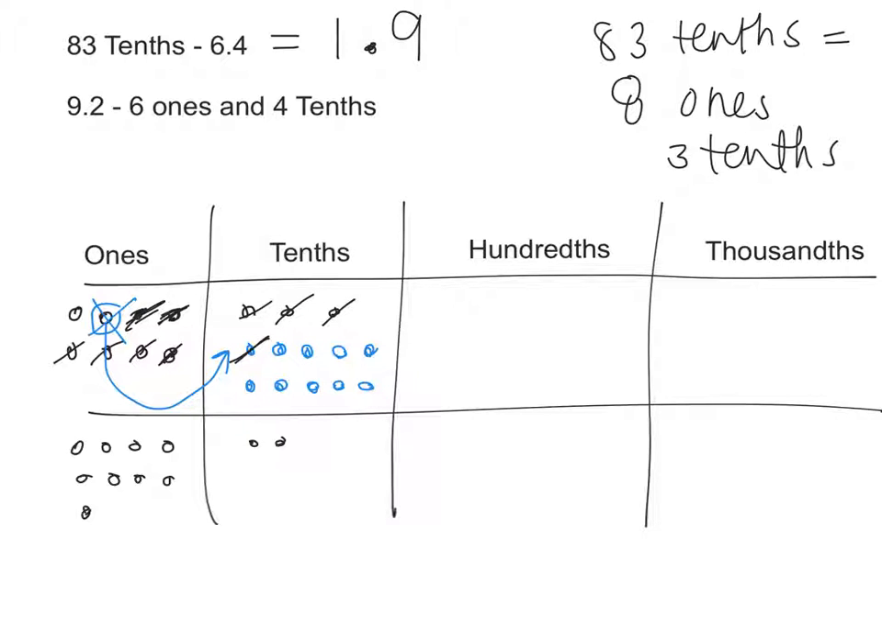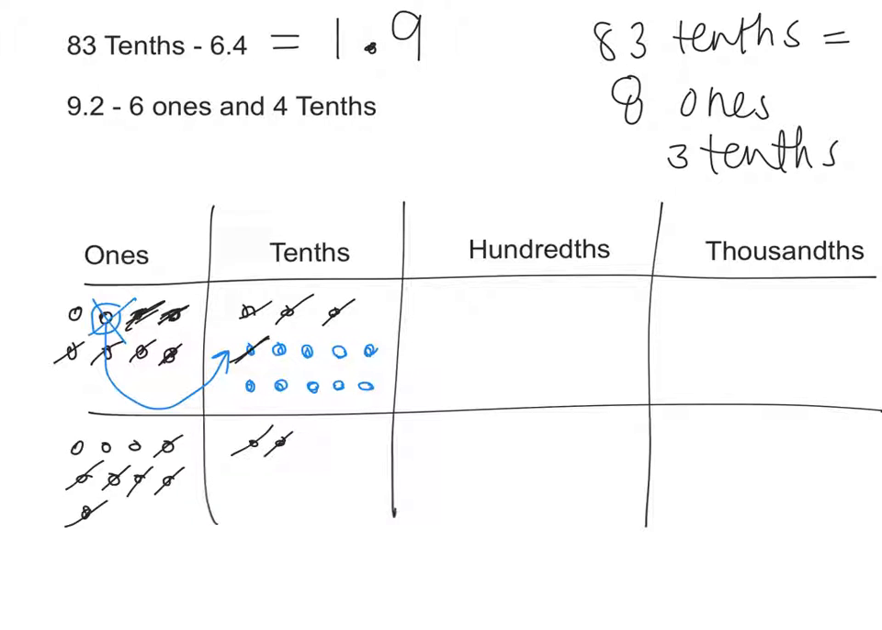Now, I need to cross out some ones. Lakshan, how many ones do I need to cross out? Am I subtracting? 6. So let's cross out 6 of those discs. 1, 2, 3, 4, 5, 6. How many tenths am I subtracting, Danielle? 4. So let's cross out 4 of those tenths.